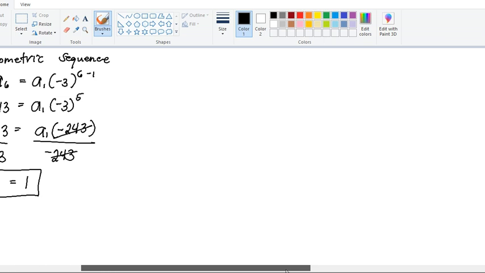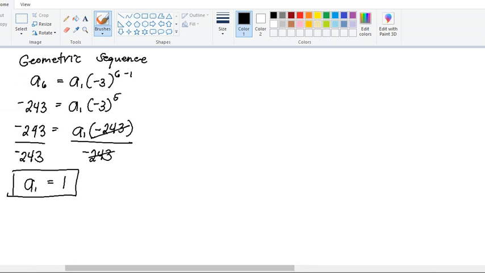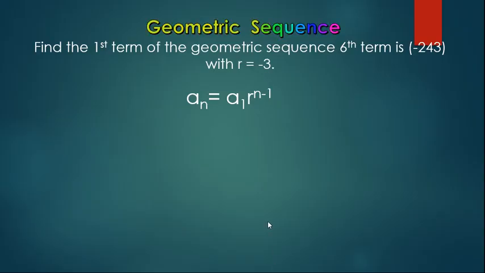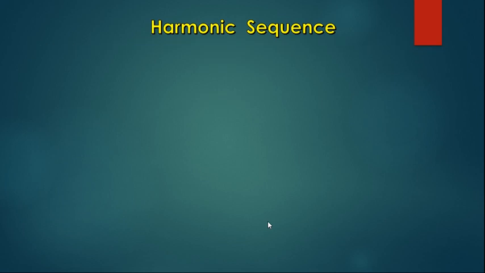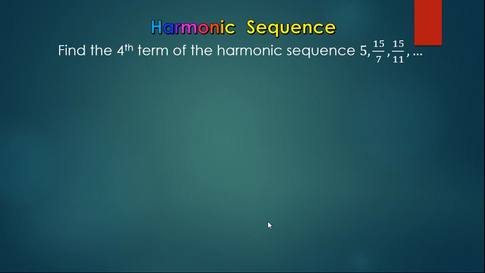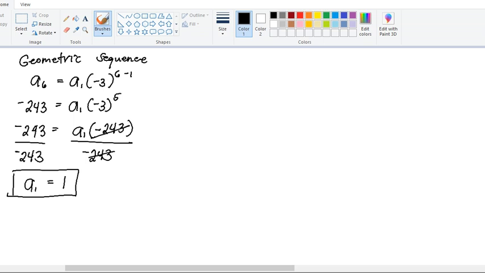Now, class, let us move on to the next review sample example, which is harmonic sequence. For this example, you have to find the fourth term of the harmonic sequence 5, 15 over 7, 15 over 11, and so on and so forth. For harmonic sequence, class, again, we have to follow four easy steps.